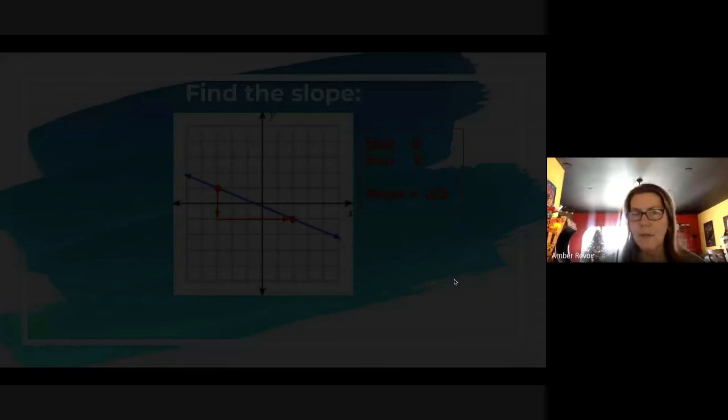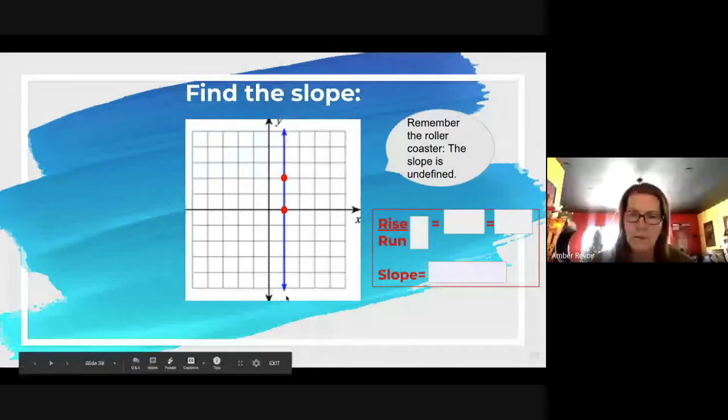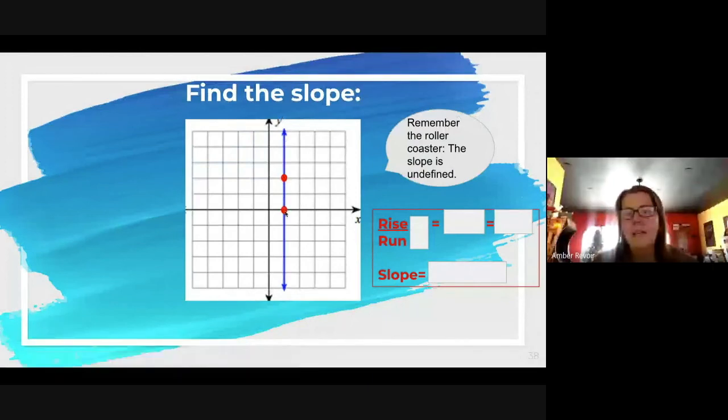Okay, so remember the roller coaster here. The slope is undefined when you have a vertical line. You're dropping off the cliff. It's undefined. So I am going to rise from this point to this point. I'm rising 1, 2. So my rise would be 2, but I'm running nothing. I'm not going anywhere horizontally. So rise over run, 2 over 0.